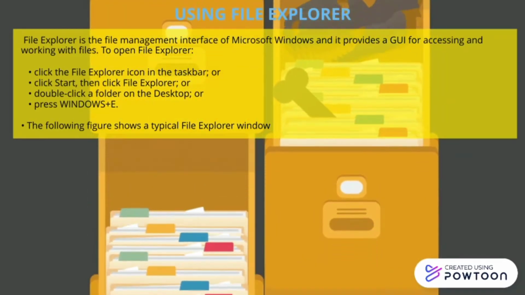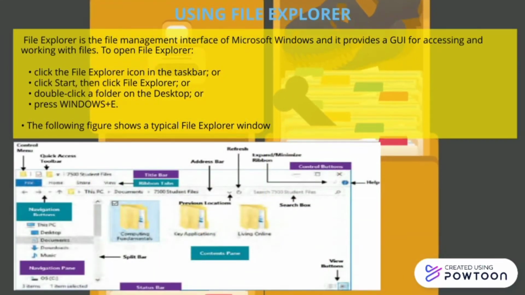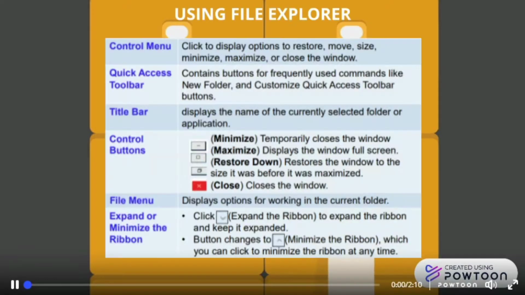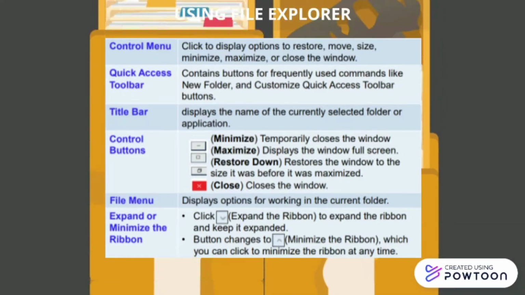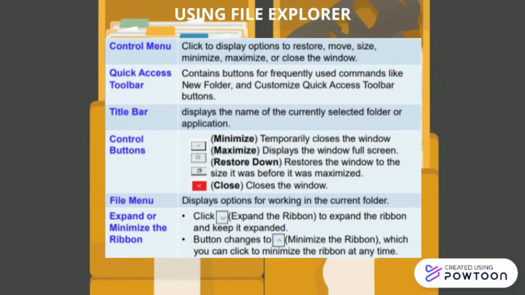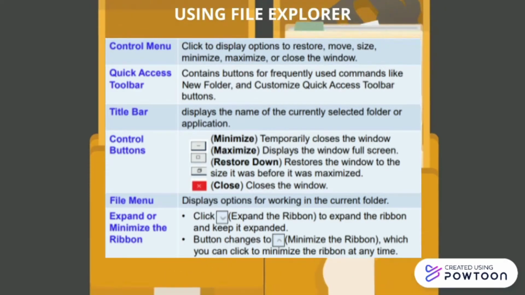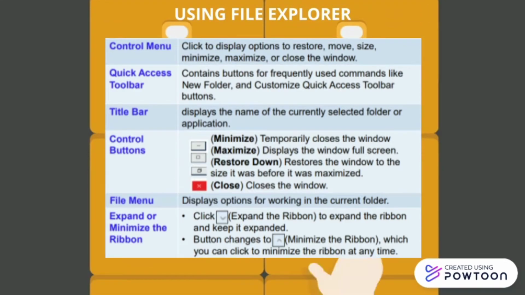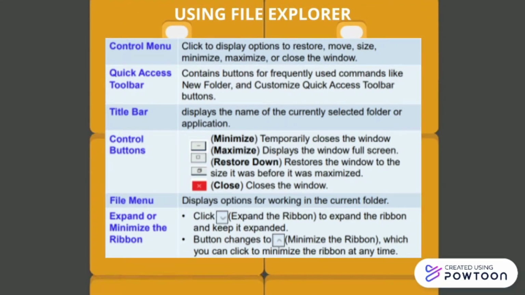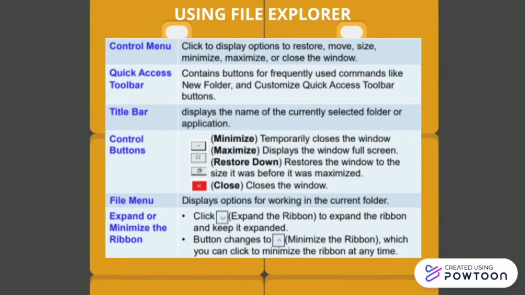The following figure shows a typical File Explorer window. Control menu. Click to display options to restore, move, size, minimize, maximize, or close the window. Quick Access Toolbar. Contains buttons for frequently used commands like New Folder, and customize Quick Access Toolbar buttons. Title bar. Displays the name of the currently selected folder or application.